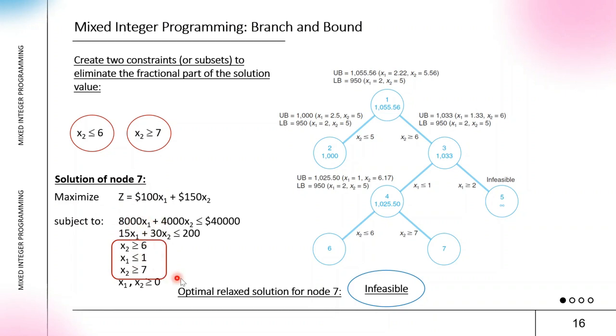However, as we can see from the bottom of the slide, this node becomes infeasible. It means that no feasible region exists for the set of constraints. It means that we cannot find a solution that satisfies all constraints simultaneously. And it means node 7 does not provide a feasible integer solution. So node 7 is discarded.